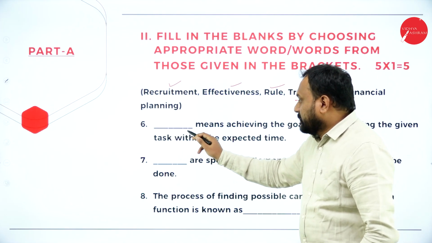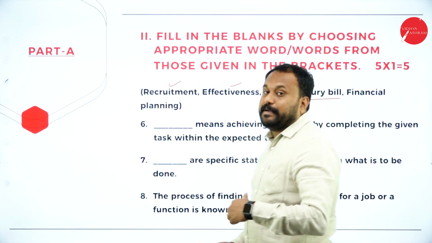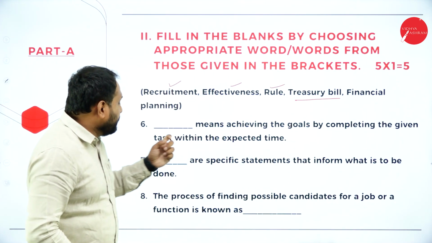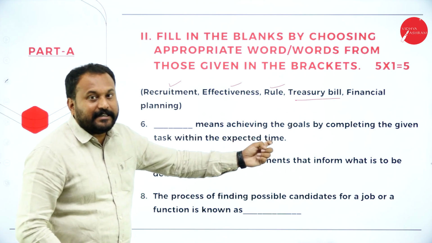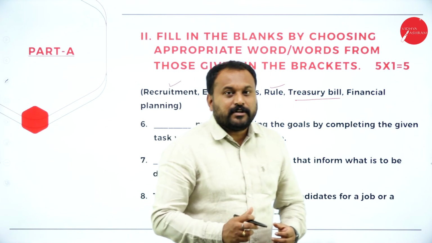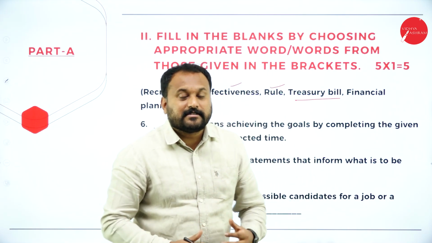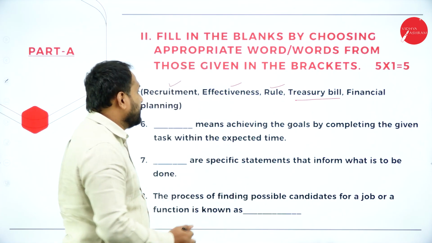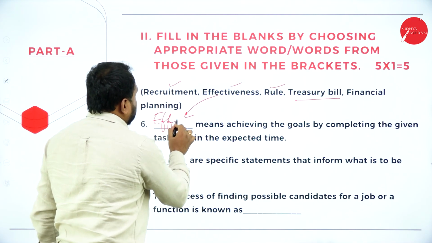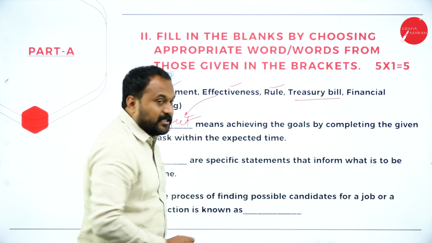So the blank here means achieving the goals by completing the given task within the expected time. See, the task is given, time is given. Now you will achieve the task within the time. What is that called? That is called effectiveness. So here you will write effectiveness. Right? Effectiveness, you will write it completely.